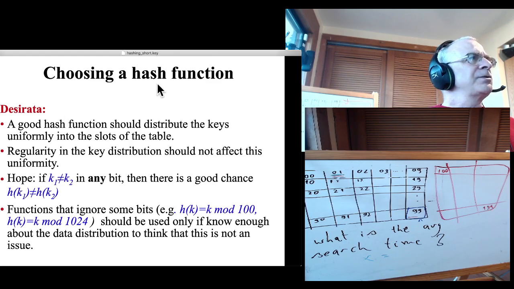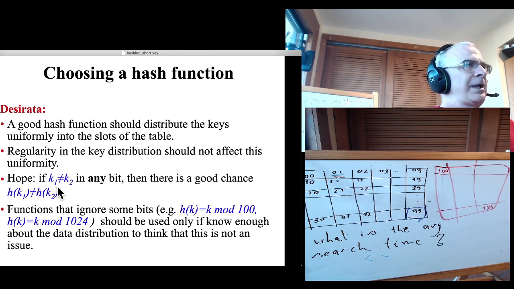In the meantime, how do I choose a good hash function? To start with, one thing that I want is that if I have two keys, K1 and K2, and let's say they are different keys.